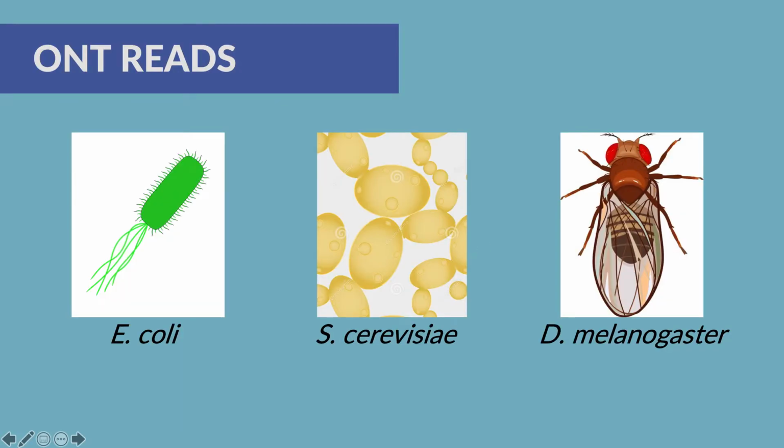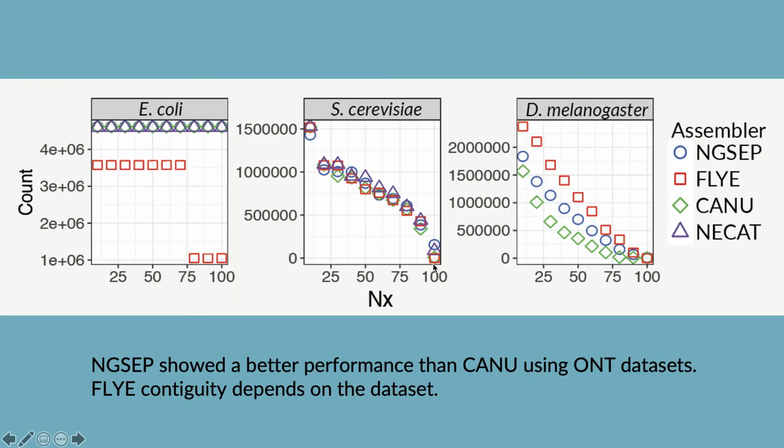We also ran our implementation with nanopore data taken from Escherichia coli, Saccharomyces cerevisiae, and Drosophila melanogaster, and we compare our assemblies with those from Canu, Flye, and NECAT. In our case, we ran NGSep using reads corrected with the NECAT implementation.